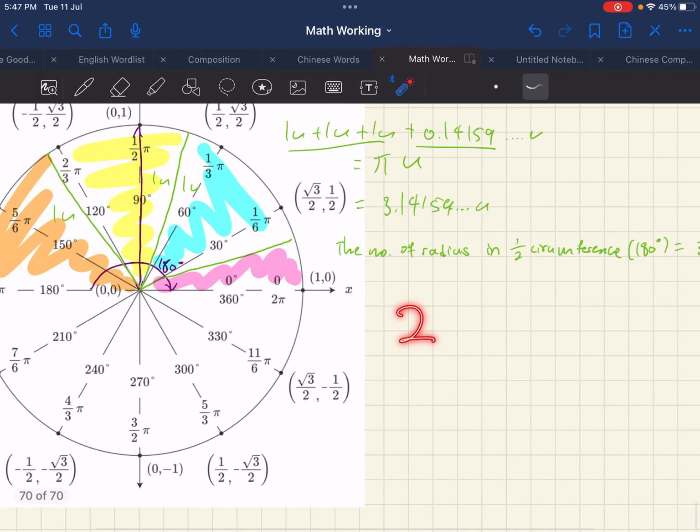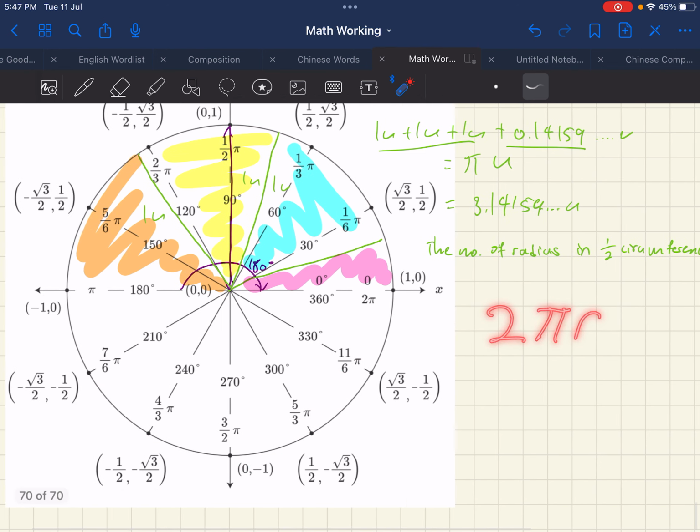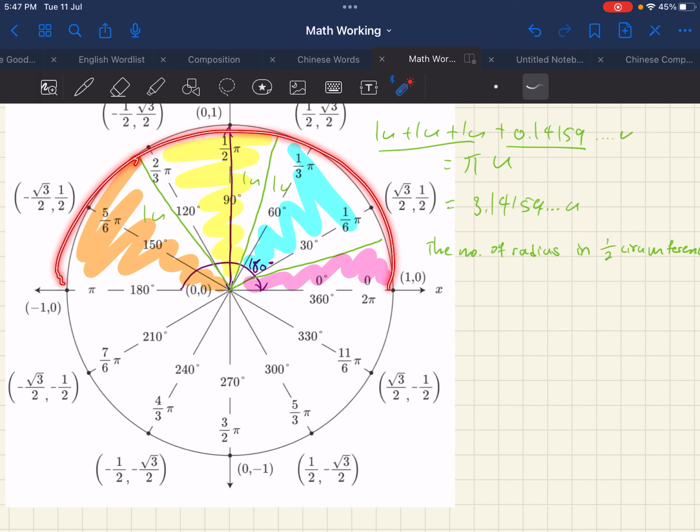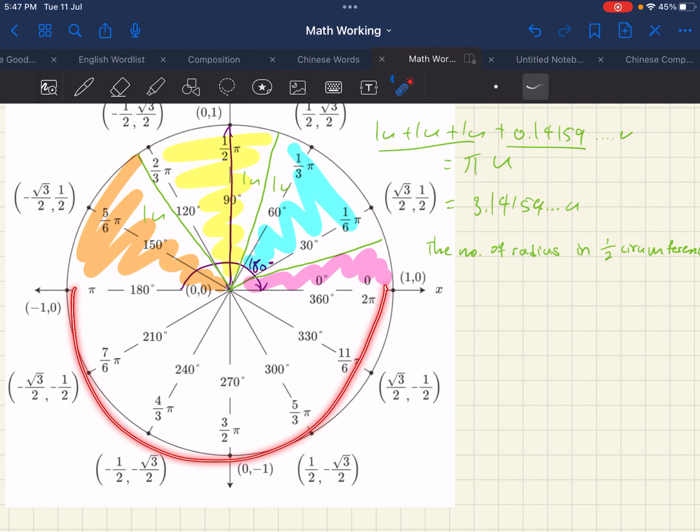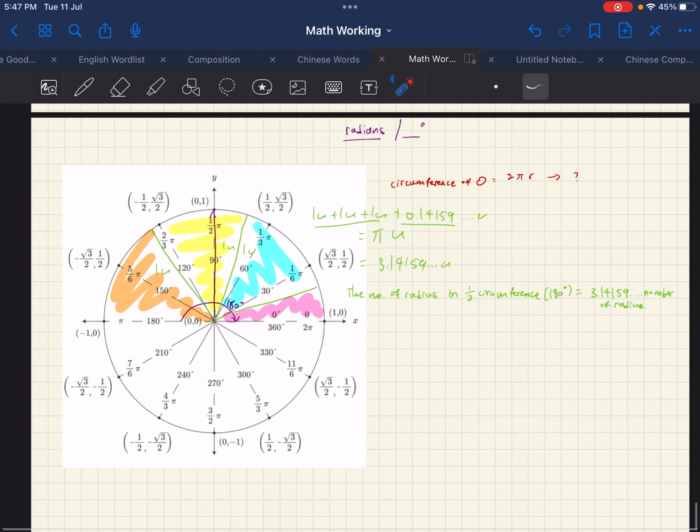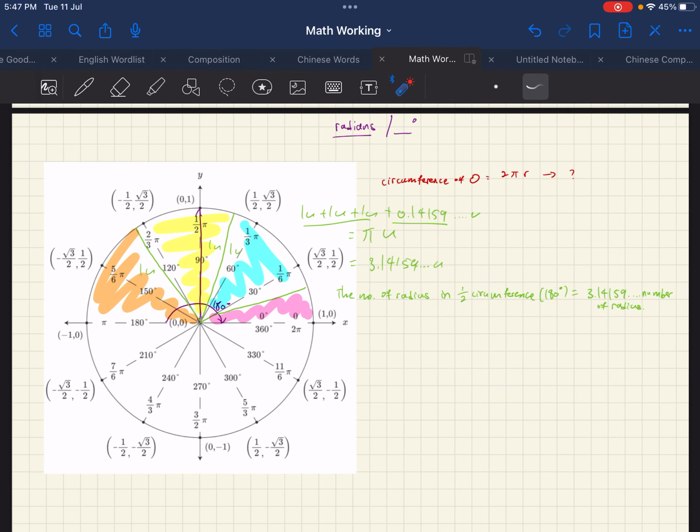So 2 times pi radius, because pi, which is 3.14159 blah blah blah, is the number of radius over here. So now there will be 6.28 blah blah blah number of radius. Should be easy until here. Should be understandable.